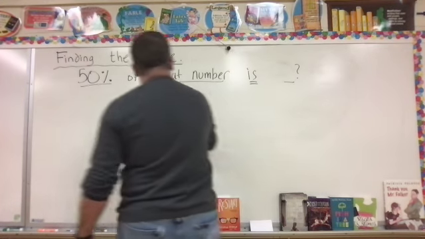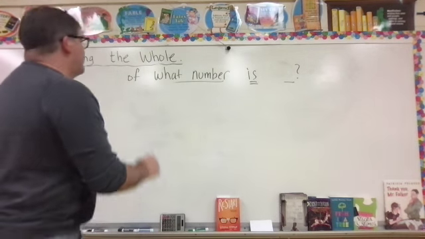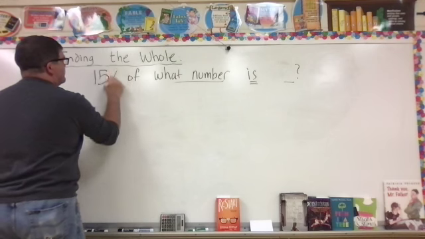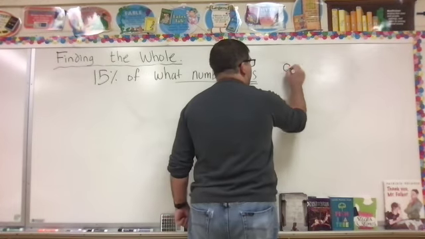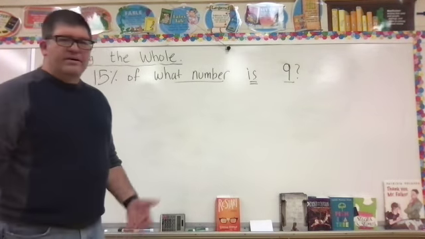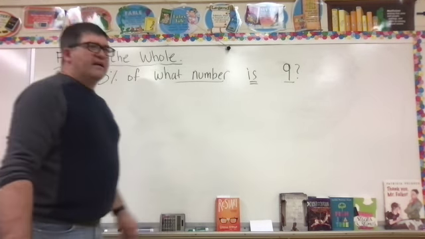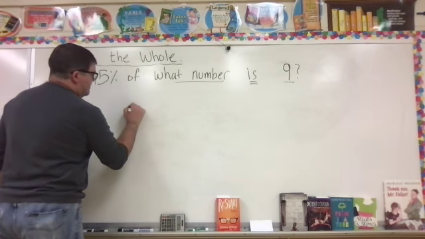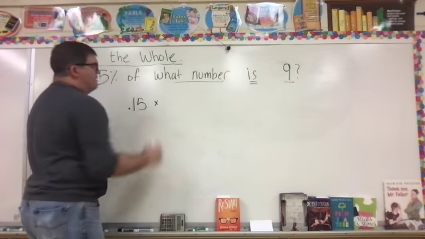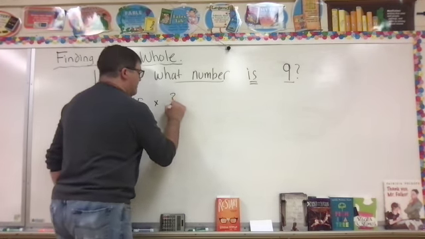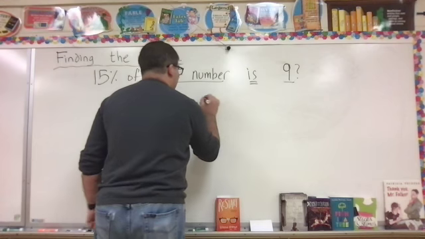We're going to change some of these numbers here. This time we're going to say 15% of what number equals 9, or is 9. So 15% of some number is 9. So I take my 15%, I make that into a 0.15 times what number, I don't know, that's a question mark, equals 9.